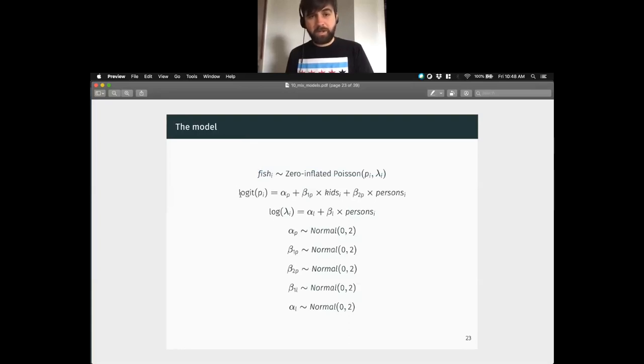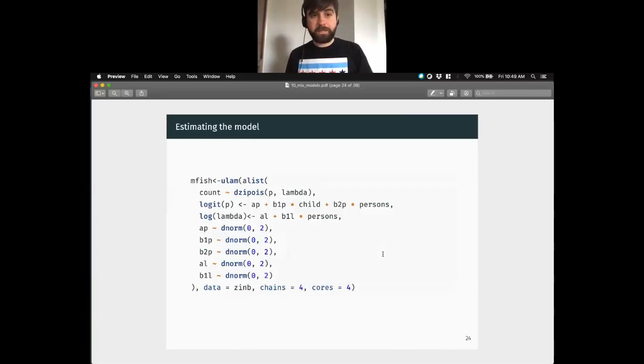The logit, so this is my logit model, right, is what I just walked you through. Here's the Poisson model, and here are my priors for all my parameters. So I have alpha_p, beta_1p, beta_2p. That's all the priors for my logit model. And I have alpha_L and beta_1L for my Poisson model, right? Every parameter gets a prior, and here we have two linear models, so we have double the parameters. So we're getting into a lot of priors here. But that's okay. Here's how I estimate it.